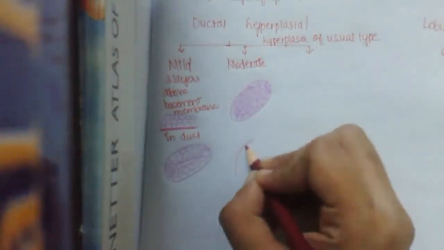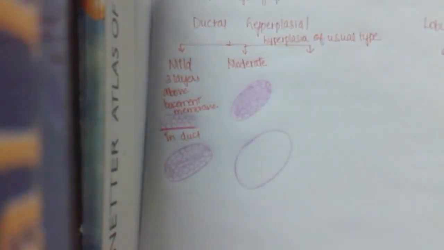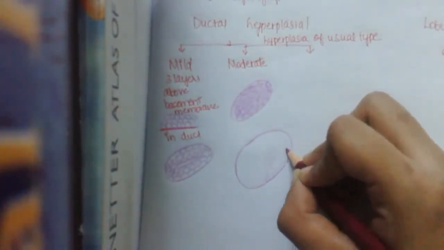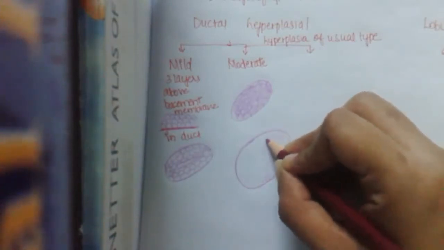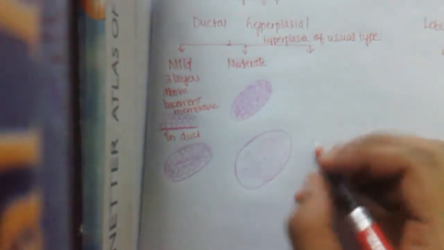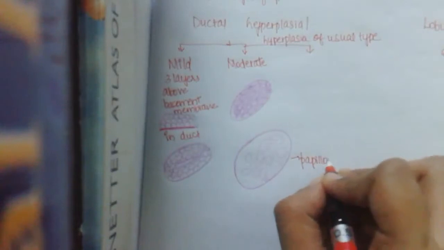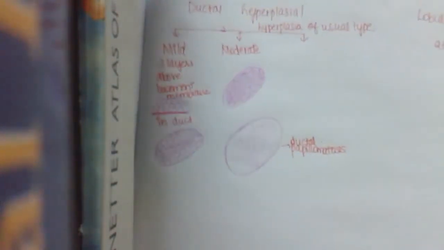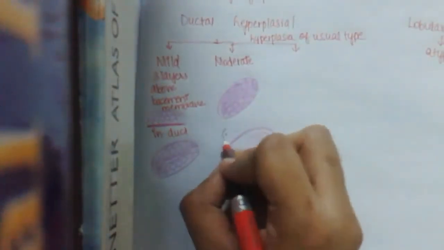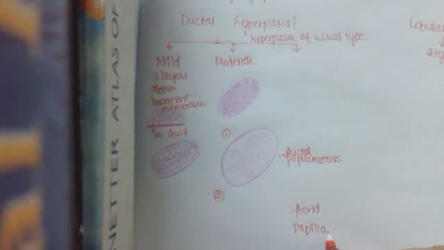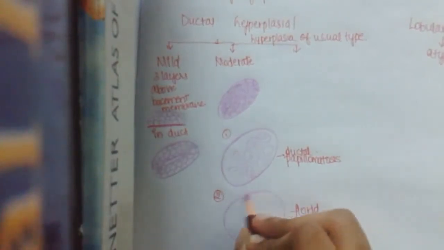So this is the usual type, and there may be papillomatosis, that is, papillary projections may be seen. For example, it may be like this. So this is papillomatosis, which is ductal papillomatosis. This is one type, and the second one is florid papillomatosis. Ductal and florid papillomatosis are the same.